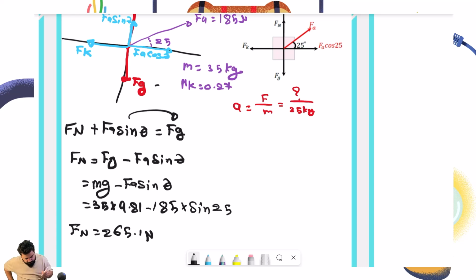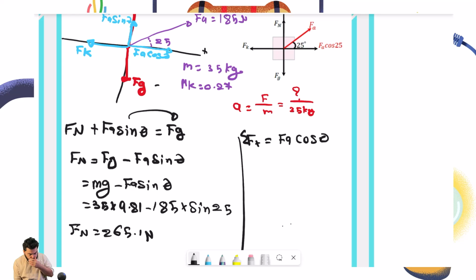We found Fn, okay? Now, what about the sum of all the forces on Fx? Fx is equal to what? The sum of all the forces on Fx. We have Fk, which is on the negative side, and we have Fa, which is on the positive side. So we have Fa cosine theta.